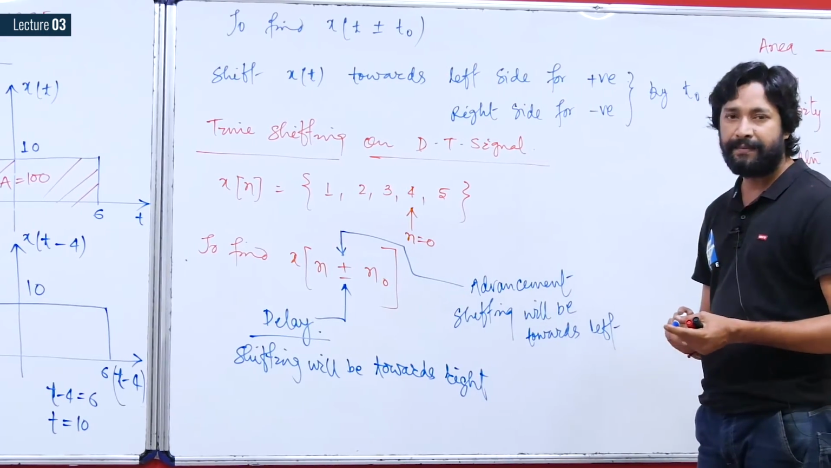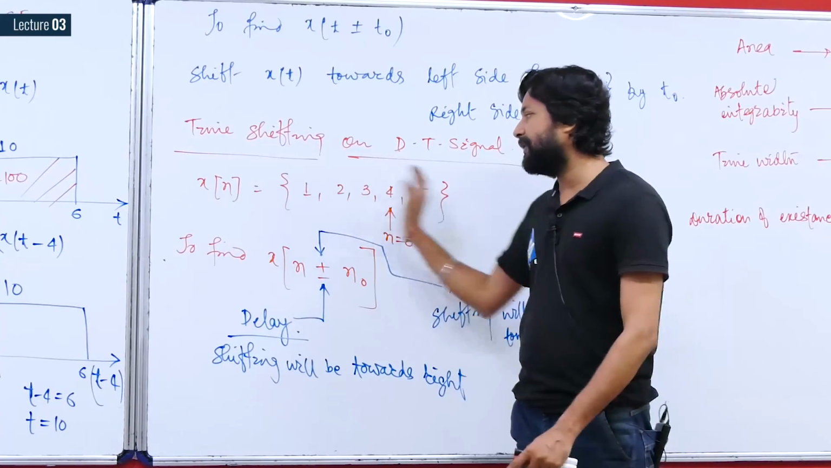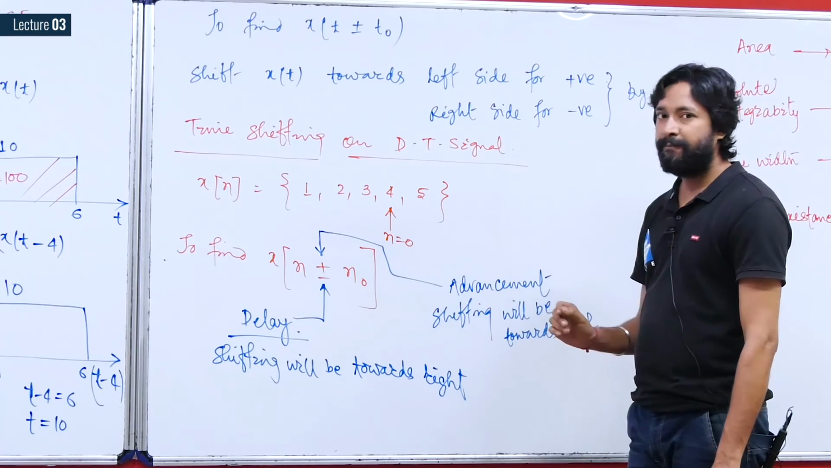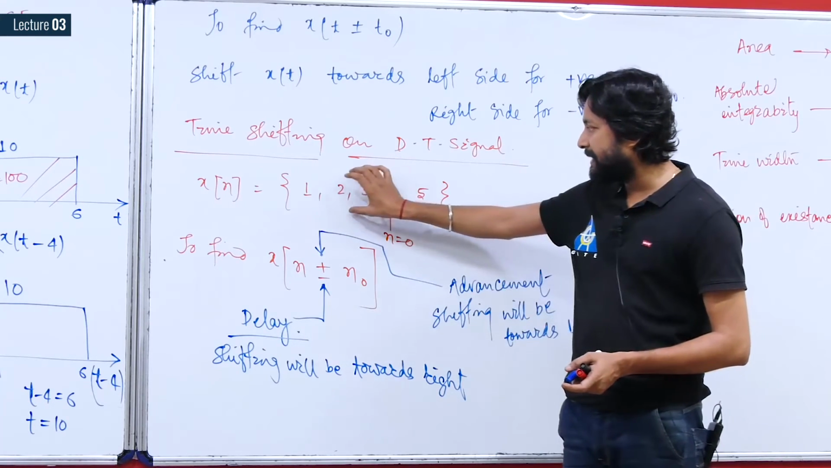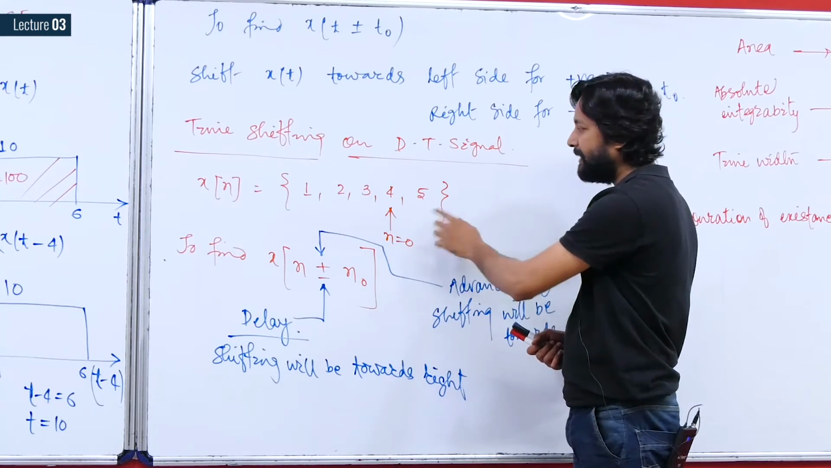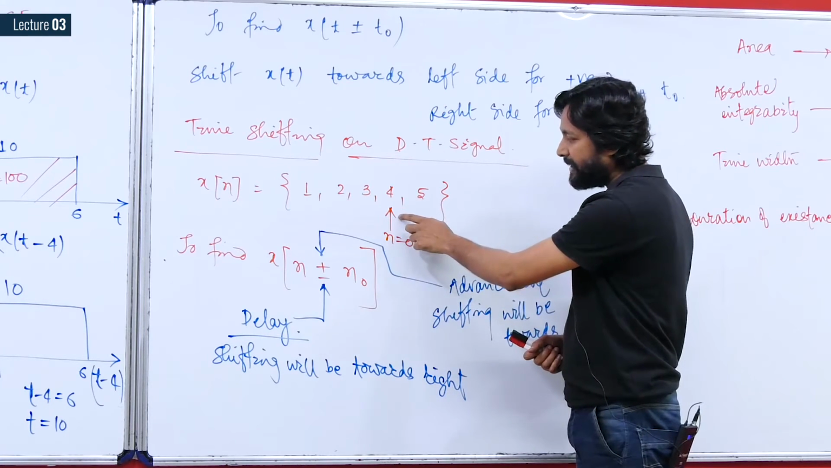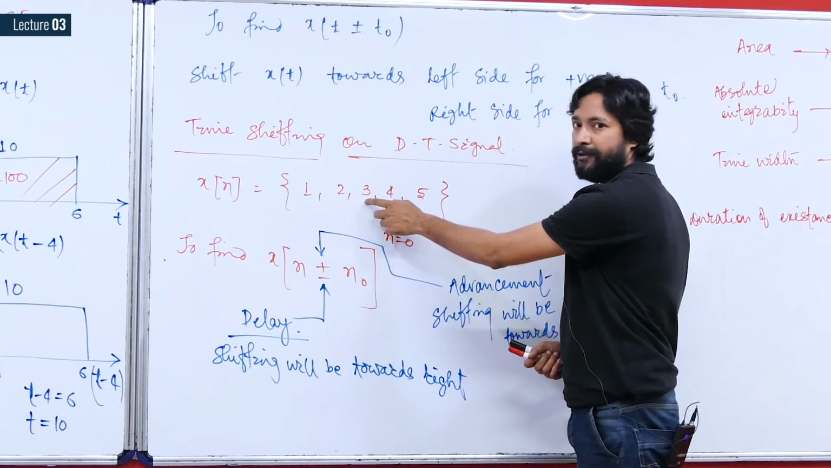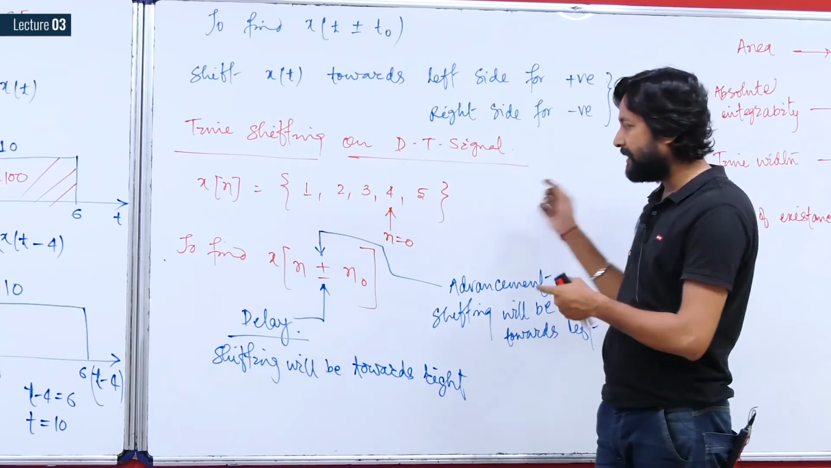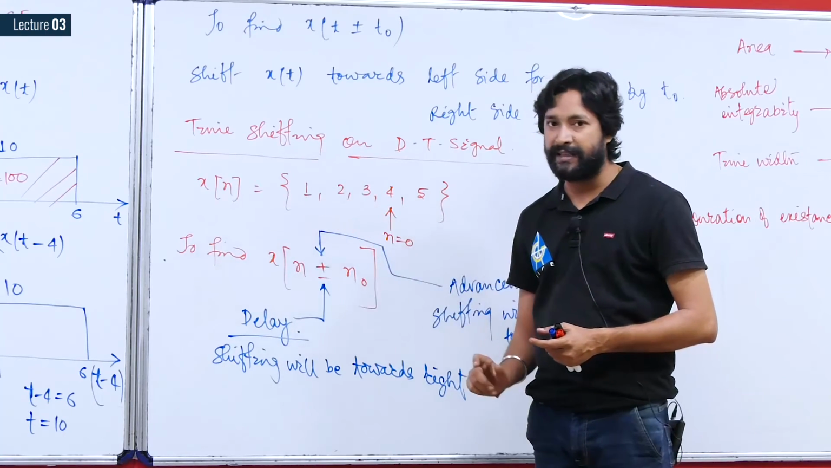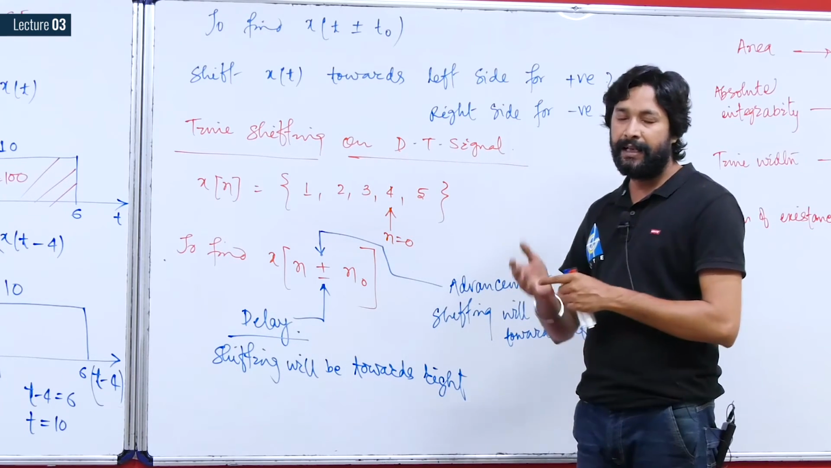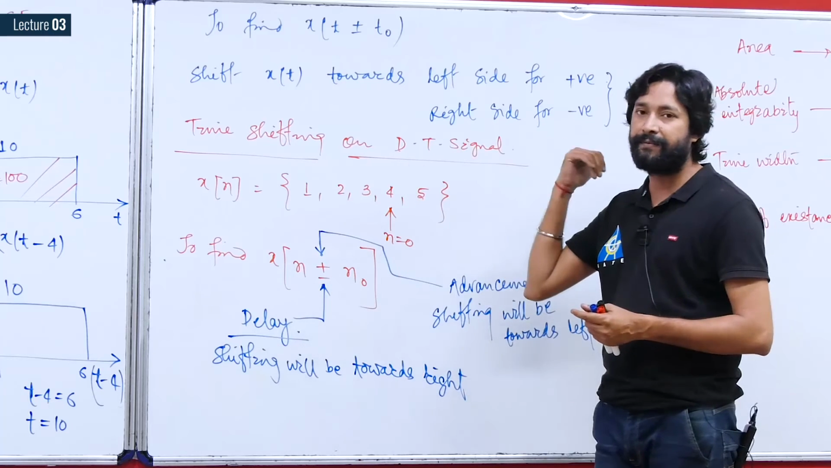Now there are two concepts. Either you follow these concepts, that is you shift the entire signal towards the left hand side for advancement and towards the right hand side for delay, or you can see it this way: suppose you shift this signal one time towards the right hand side. Then the origin will be at this 3 value. So if you shift this signal towards the right hand side, then the origin is shifted towards the left hand side. If the signal shifts towards right, then the origin will shift towards left, and vice versa. If you shift your signal towards left, then the origin will shift towards right.